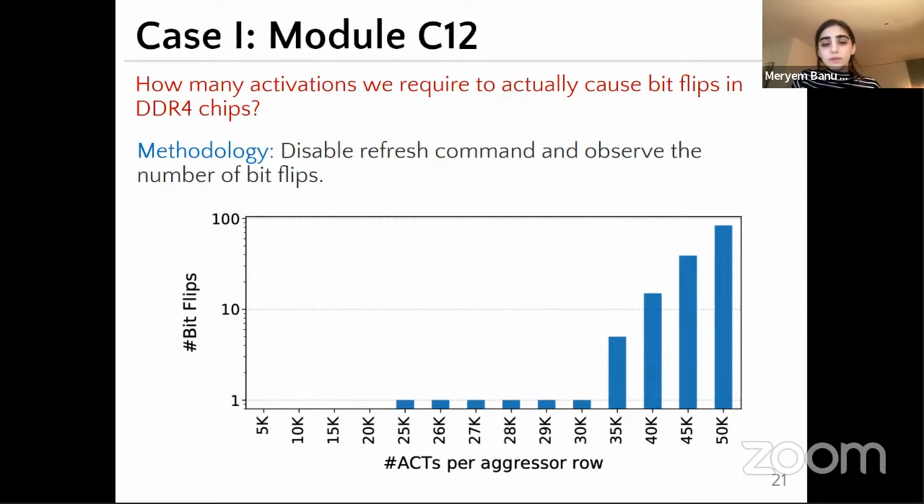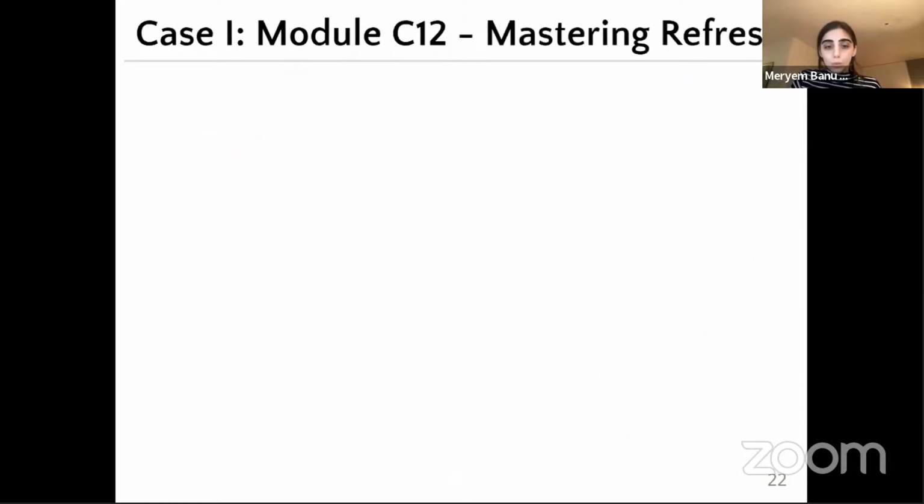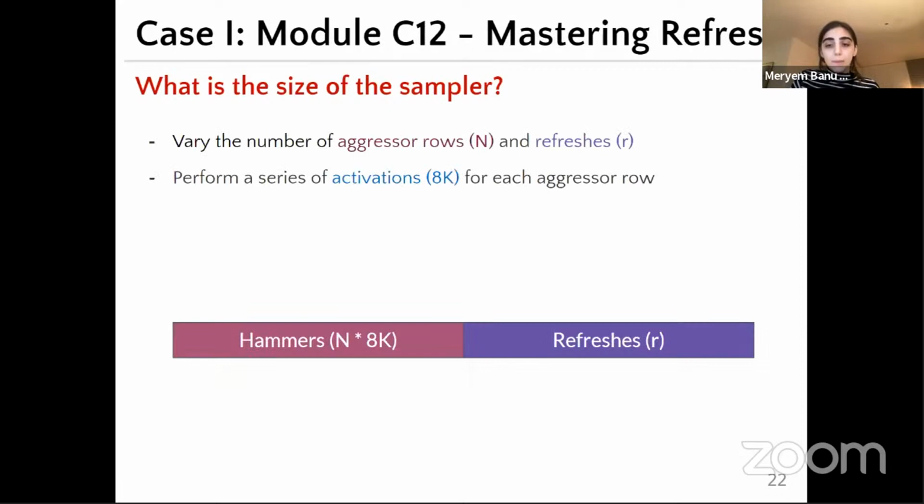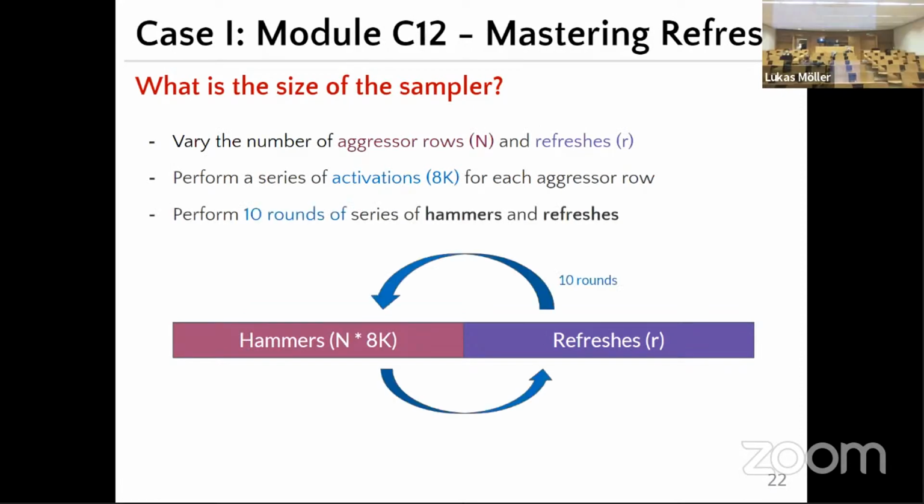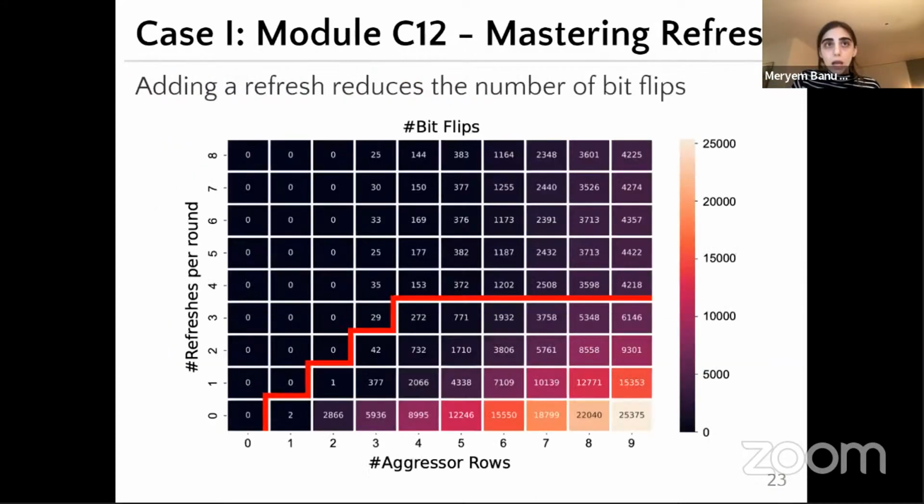Now we will switch to some other experiments and talk about what kind of observations we can make out of these experiments. Our goal was to learn the size of the sampler. For that, we perform a series of hammers and refreshes, and we perform this for 10 rounds. We will vary the number of aggressive rows and refreshes in the meantime. Okay, so let me explain the figure first.